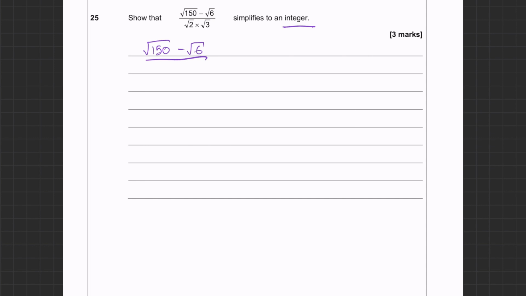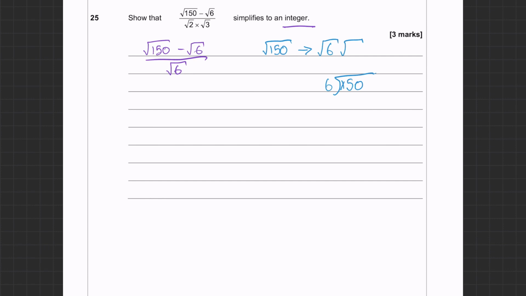I'm going to simplify the bottom. So root 2 multiplied by root 3 is root 6. And I've done this because we've got a root 6 here and a root 6 here. So I have a strong feeling that we're going to get a root 6 when we deal with this root 150. So over here I'm going to write root 150, and I'm going to assume we're going to have root 6 lots of root something else. To do that, we need to do 150 divided by 6.